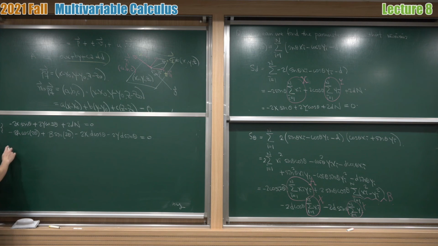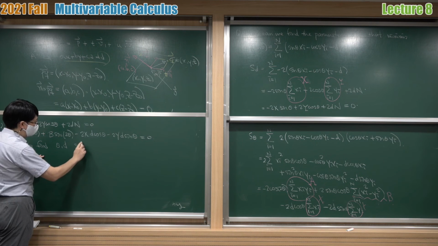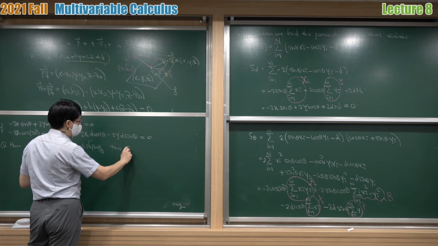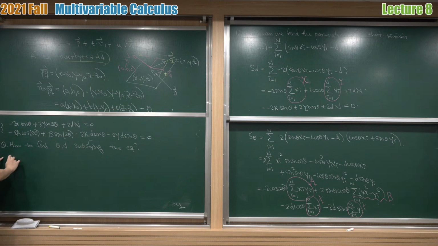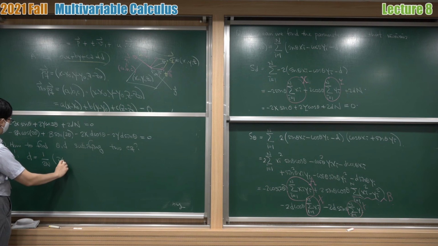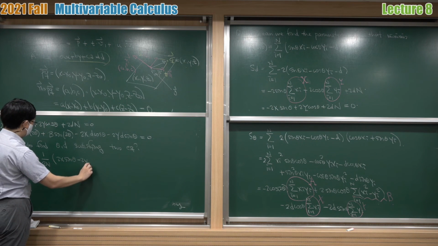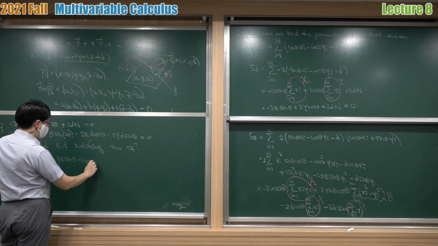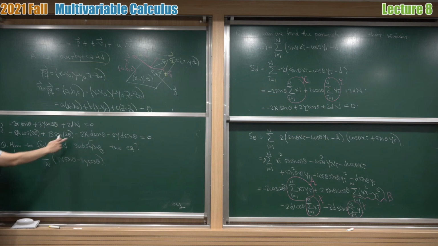So question: how to find theta, d satisfying the two equations. First answer, just take the d from the first equation, which is 1 over 2n, 2x sine theta minus 2y, 2 cancels out, right? So x sine theta, y cosine theta, and then plug into here.